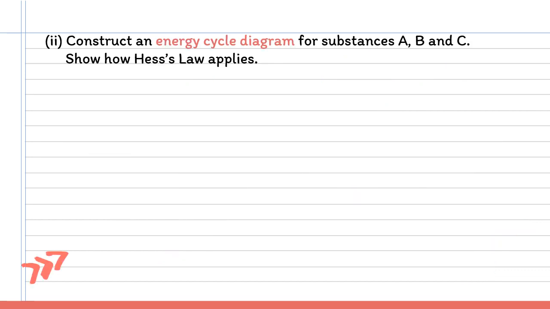Question B2 asks you to construct an energy cycle diagram for substances A, B, and C and show how Hess's law applies. So this is another method to calculate the enthalpy of reaction. We're going to use exactly the same thermochemical equations as given in the previous slide, but then we are going to apply the energy cycle method. Usually we start with the targeted equation. So our targeted equation is A to form C with delta H reaction. Please write your delta H reaction on top of your arrow.